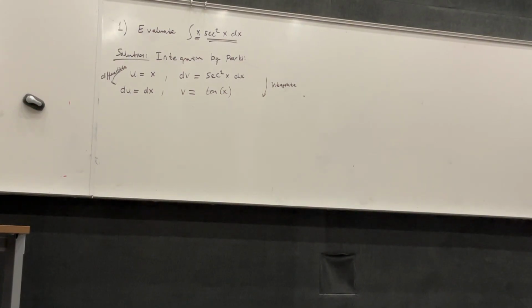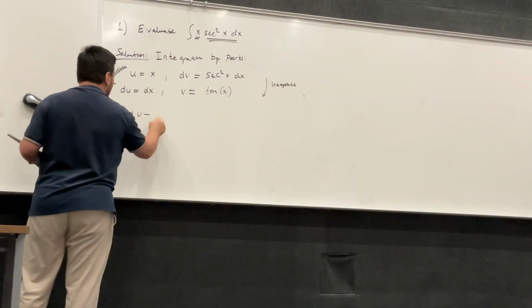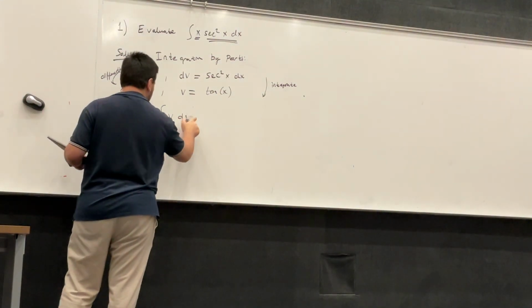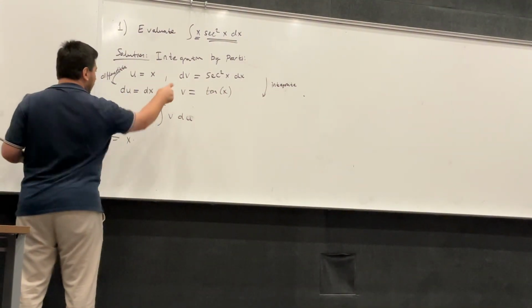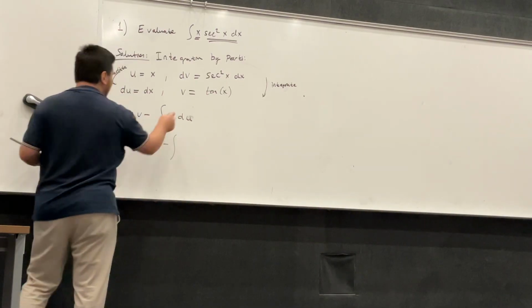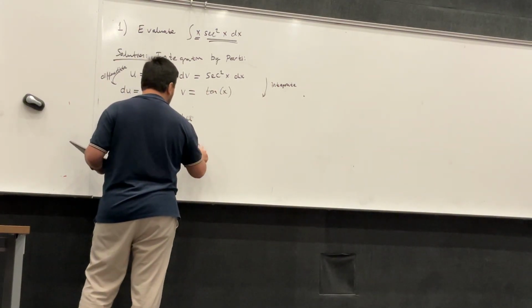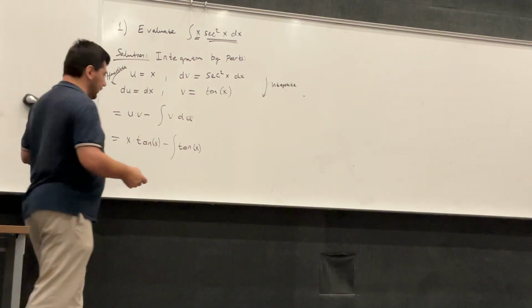Okay. What's the formula for integration by parts? u times v minus the integral of v du. Good job. So, we already know what u is, it's x. We already know what v is, it's tangent of x. Minus, what is v? Again, tangent of x. What is du? dx.